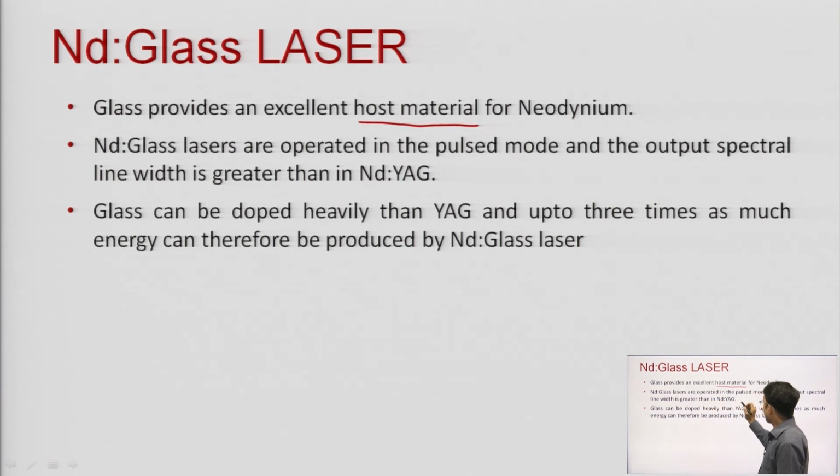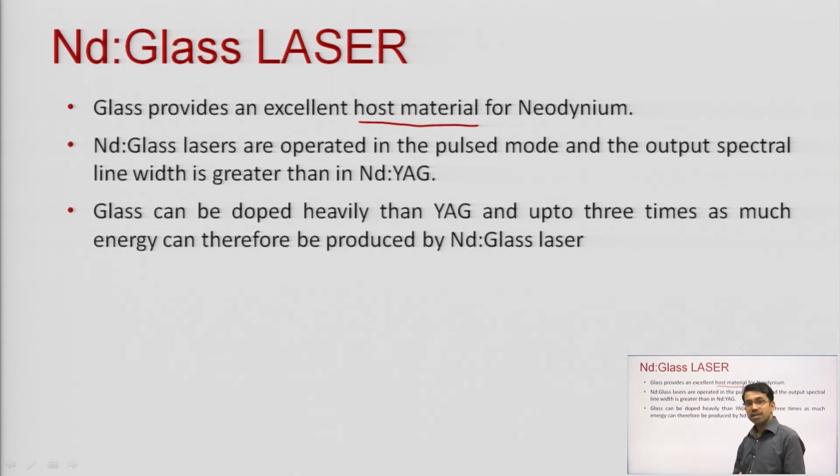Nd glass lasers are operated in pulsed mode, and the output spectral line width is greater than that of the Nd-YAG laser. But it is only operated in pulsed mode. The Nd-YAG laser we can operate in pulsed or continuous mode. So, if I have an application in which we need a continuous mode laser, then we cannot use the Nd glass laser; in pulsed mode we can use it.